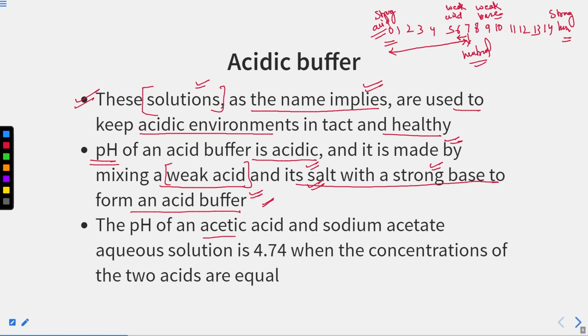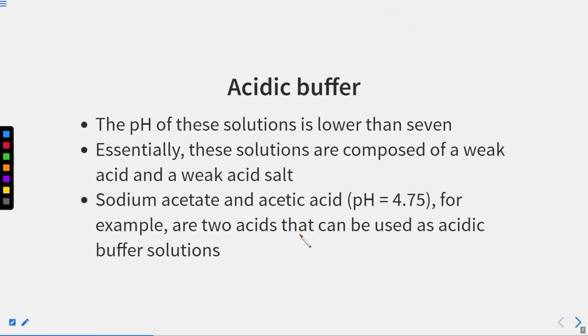The pH of acetic acid and sodium acetate. So this is the salt of acetic acid. This is the weak acid. Sodium acetate is the salt. Okay, and the pH of the aqueous solution is 4.74 when the concentrations of the two are equal. So this is showing the acidic pH example. The pH of this solution is lower than 7. So less than 7, it will be considered an acidic buffer.